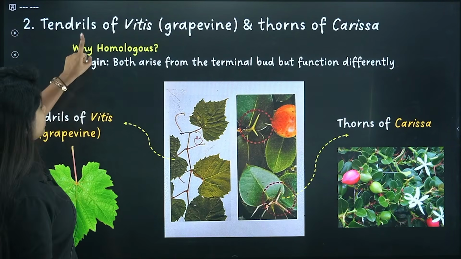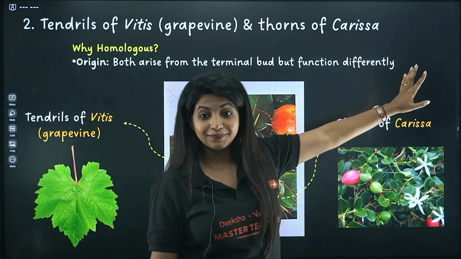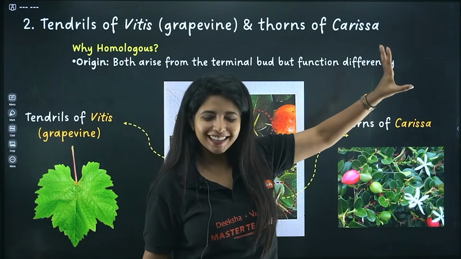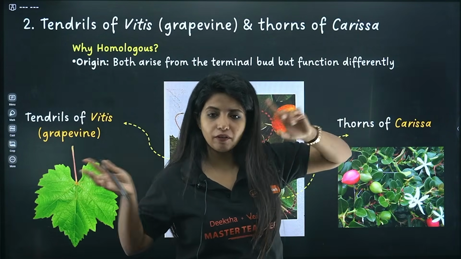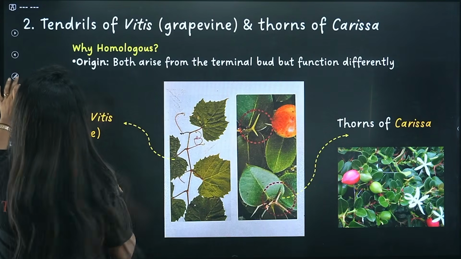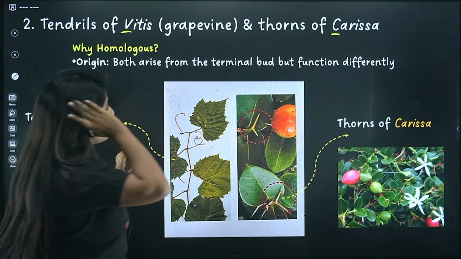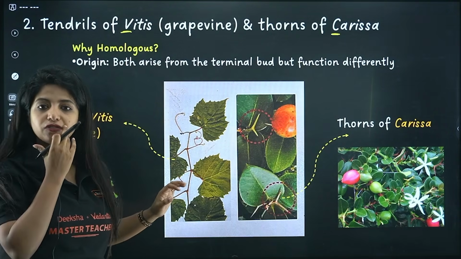Next question. Tendrils of Vitis, that is grapevine, and also thorns of Carissa. Is the name getting difficult? It's going to be easy, don't worry. So first thing, passion flower, pomegranate, PP. Now over here, VC, Vice Chancellor. So you can remember like this. V and C. Vitis, that is grapevine, and also thorns of Carissa.